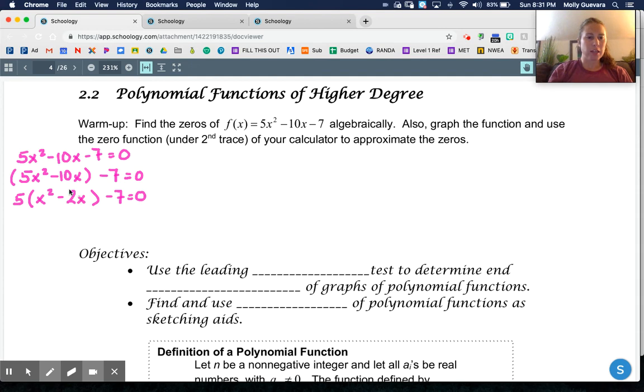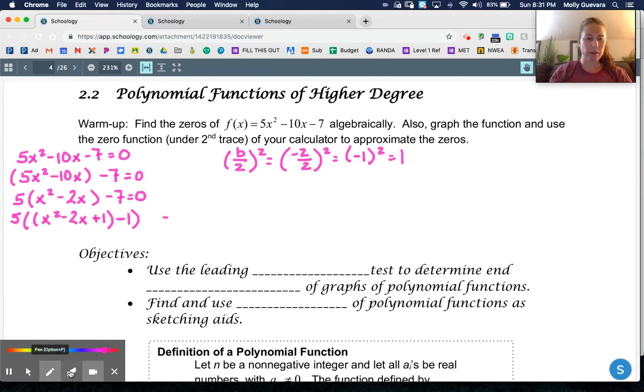Now I need to find what number is going to go in the end of this trinomial, right? What number is going to go here to make it a perfect square? So that's where we do our b over 2 squared, where in this case my b is negative 2. So negative 2 over 2 squared gets me negative 1 squared, which is 1. So I can add 1 to the end of this. But if I add 1, I also have to subtract 1, right? Because I have to keep that equation balanced.